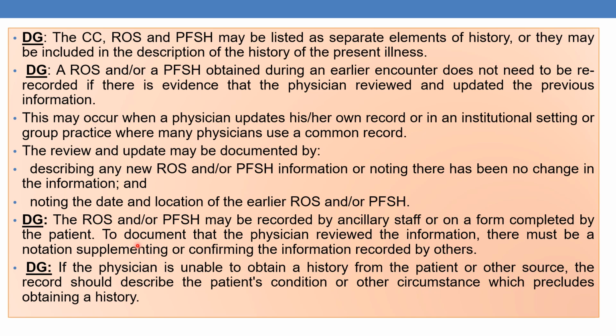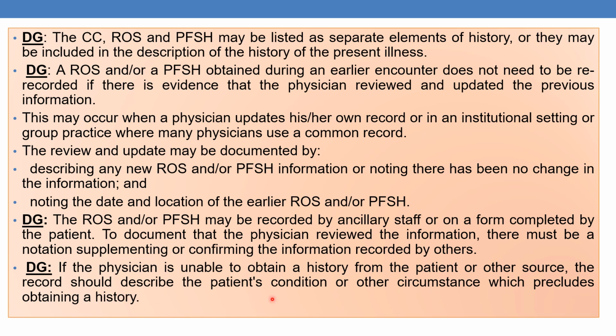The next guideline is ROS and/or PFSH may be recorded by ancillary staff or on a form completed by the patient. To document that the physician reviewed the information, there must be a notation supplementing or confirming the information recorded by others. And the next guideline is, due to any condition, if the physician is unable to obtain a history from the patient or other source, the record should describe the patient's health condition or other circumstances which preclude obtaining a history.